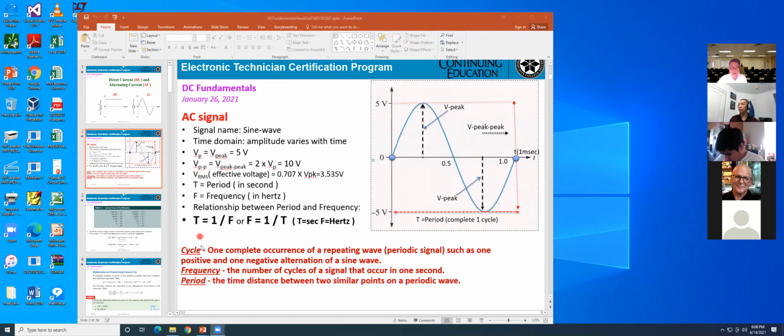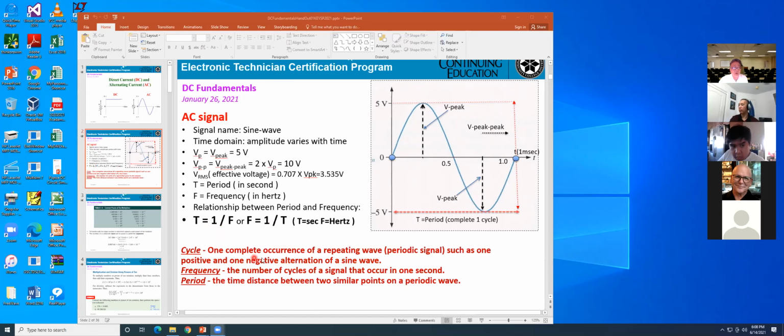Frequency and the period, you get a formula: T equals 1 over F, or F equals 1 over T. That means if you get the period, you're able to calculate the frequency, or if you get the frequency, you're able to calculate the period.